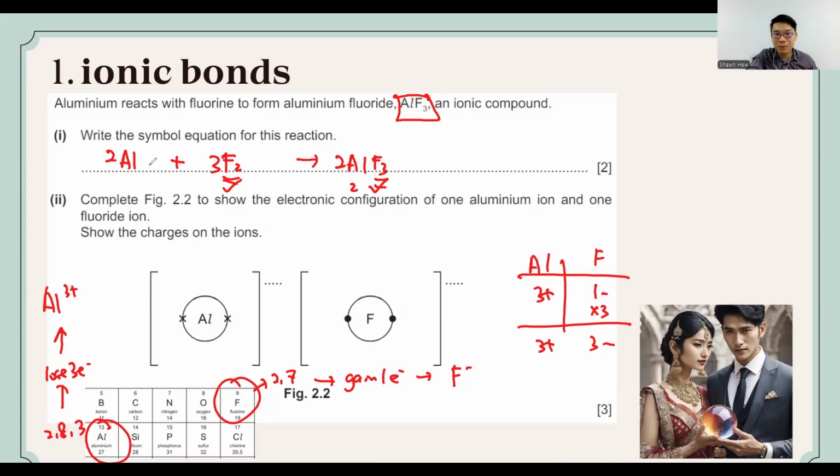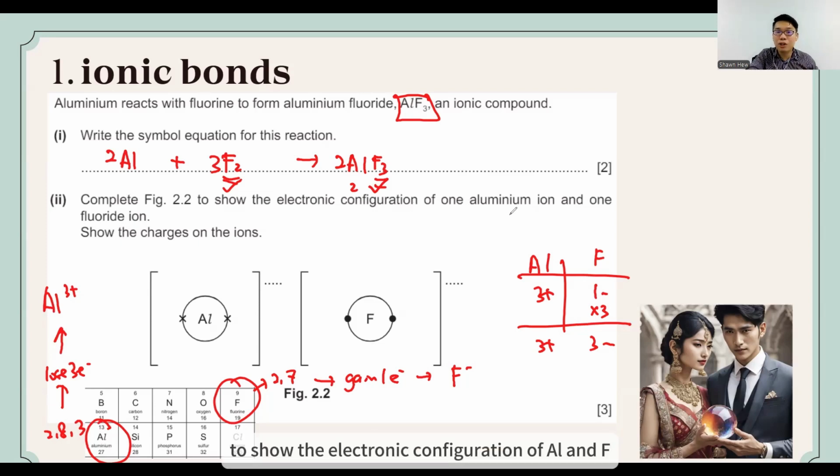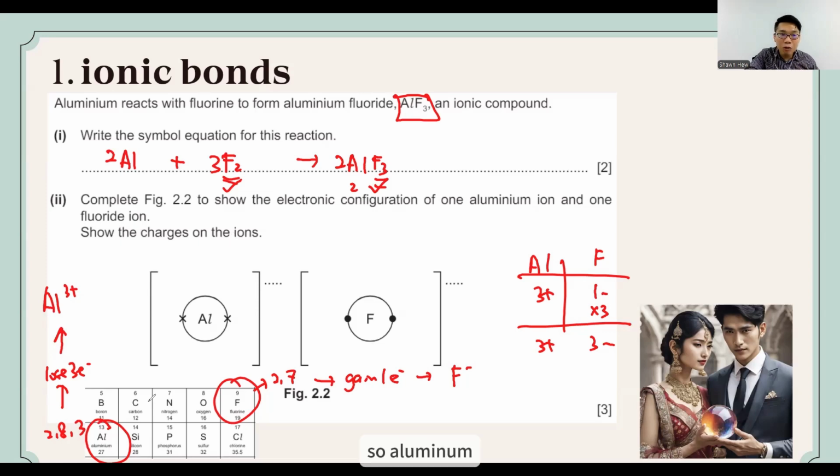So it's 2. Next, they ask you to complete this figure to show the electronic configuration of aluminium and fluoride. So aluminium is 2, 8, 3 and loses 3 electrons. It will be left with 2, 8.